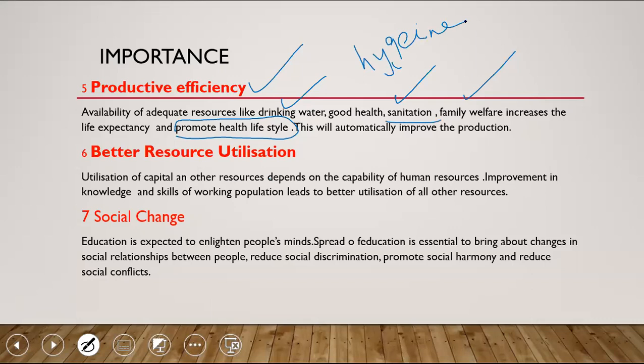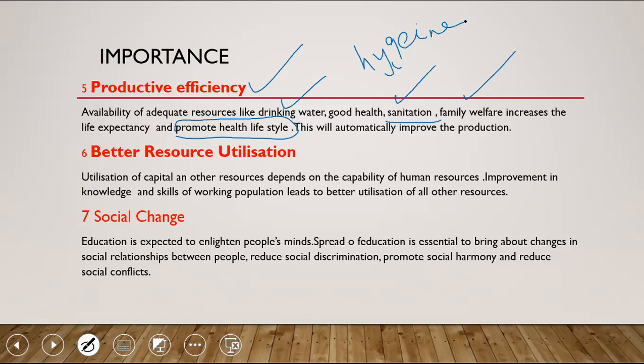Okay, there should not be garbage piled up on the side. Dirty water should not accumulate. You will become sick. Please remember that. So what is very essential is sanitation, which is very important. Then family welfare. All this will improve the health and lifestyle of the people.